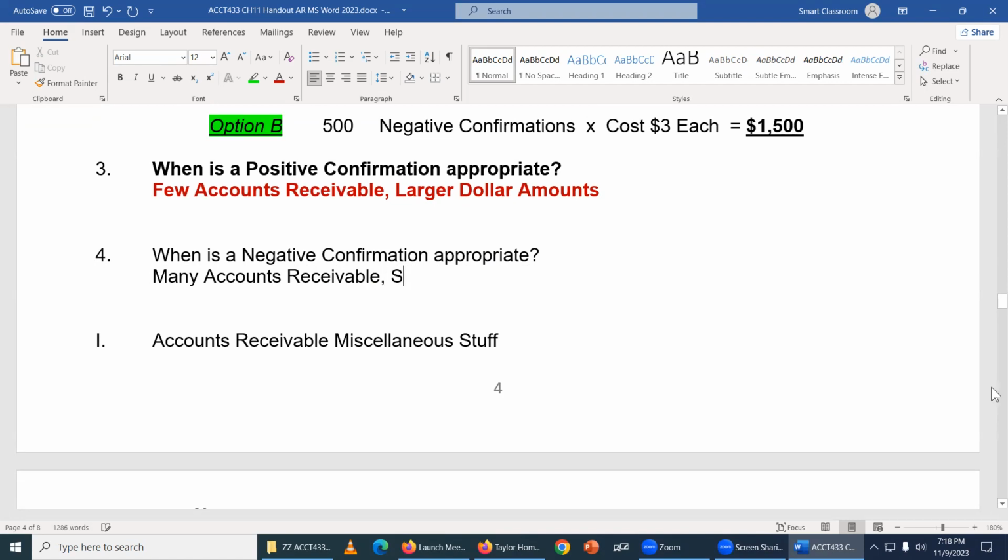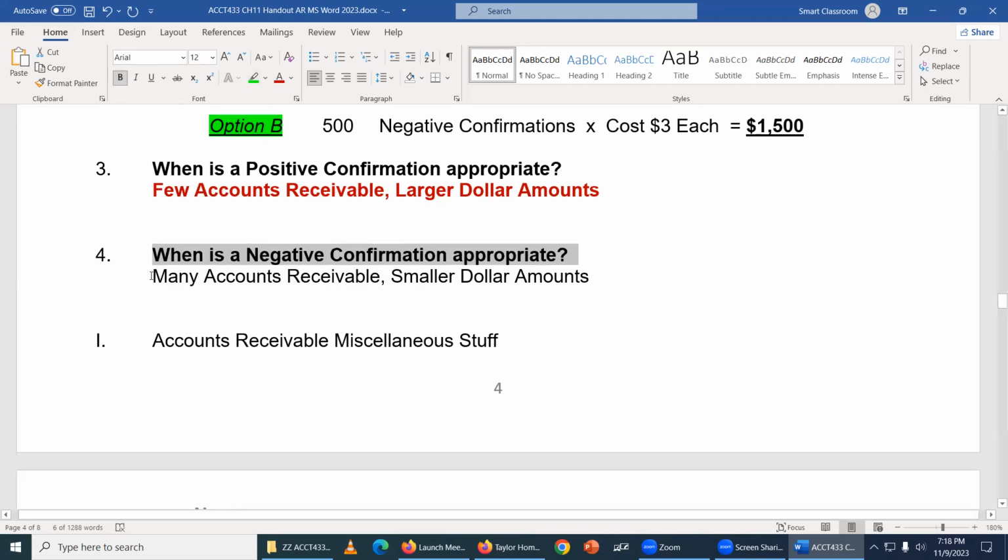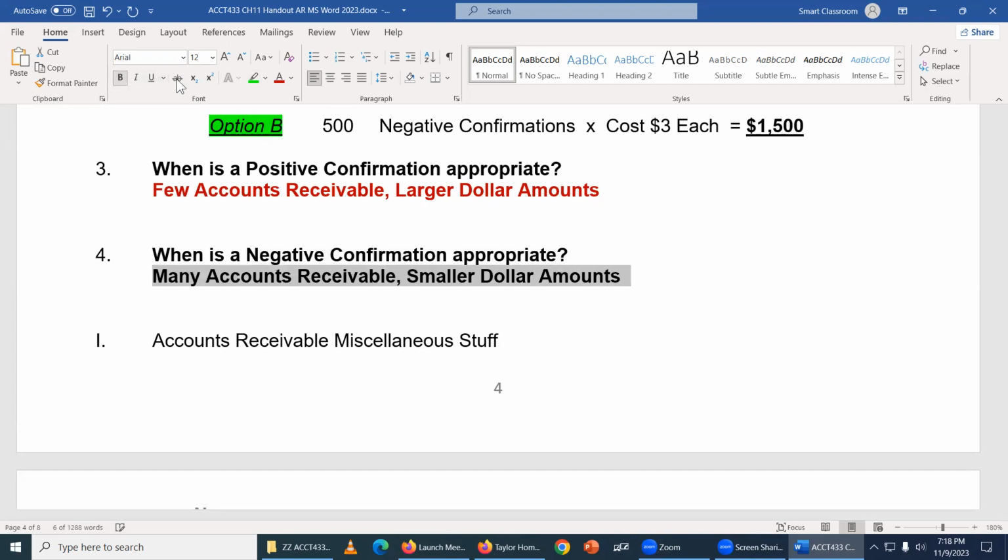And they're for small dollar amounts. Smaller dollar amounts. And if someone doesn't send one back, it probably isn't that big of a deal because these are smaller dollar amounts. It's probably not going to be material. One account is not going to be material. Whereas the larger ones, maybe it is.